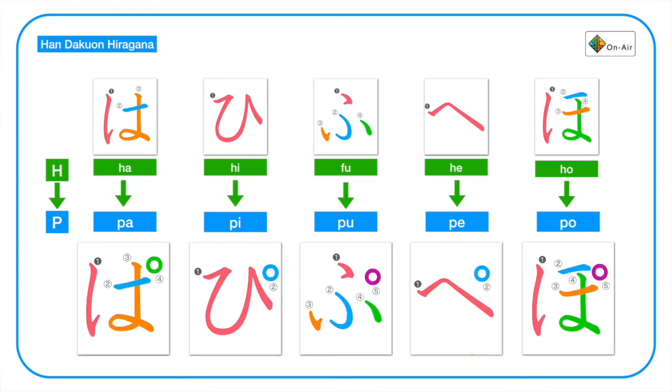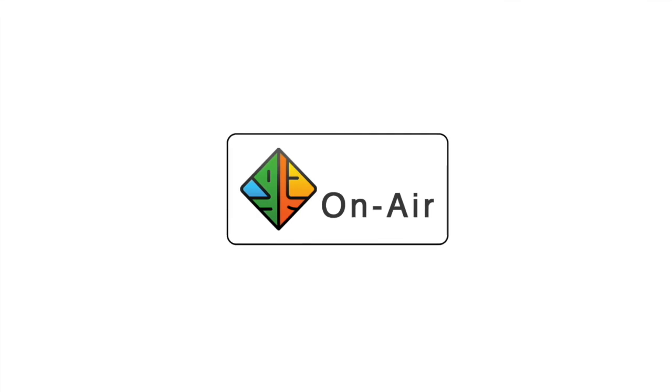The last group, we call it han dakuon, and it is not written as a double dot but a circle on the top right hand corner. So here, we're changing the H column to the P column. So originally we have ha, hi, hu, he, ho. Changing to the han dakuon, we have pa, pi, pu, pe, po. And these are the dakuon and han dakuon letters of the hiragana.